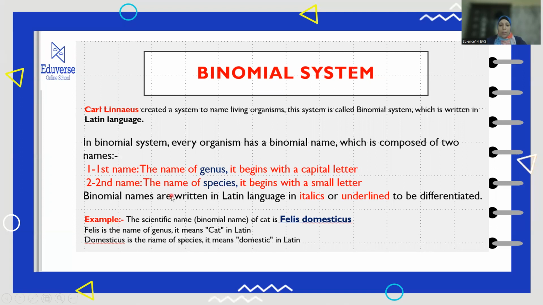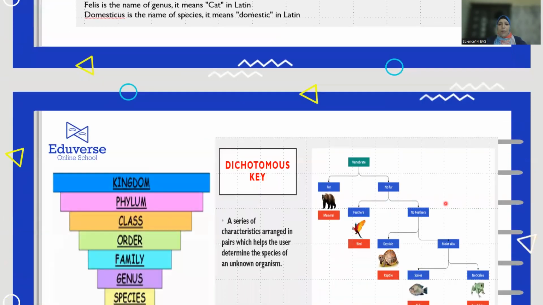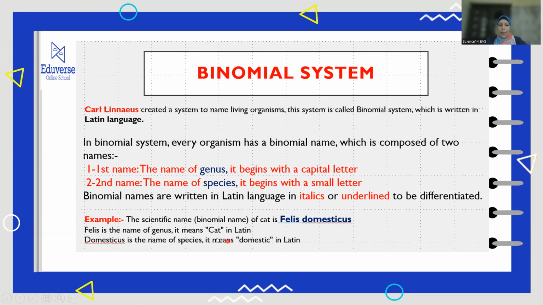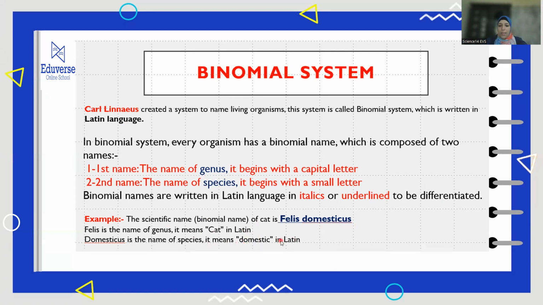So these names will be written in Latin, in italics or underlined, to be differentiated, to know that this is the name of a living organism. It's a scientific name. For example, the scientific name for cats in Latin is Felis domesticus. Felis is the cats in Latin. Domesticus means domestic cats. And we have many species of cats. From these species, the domestic cats.